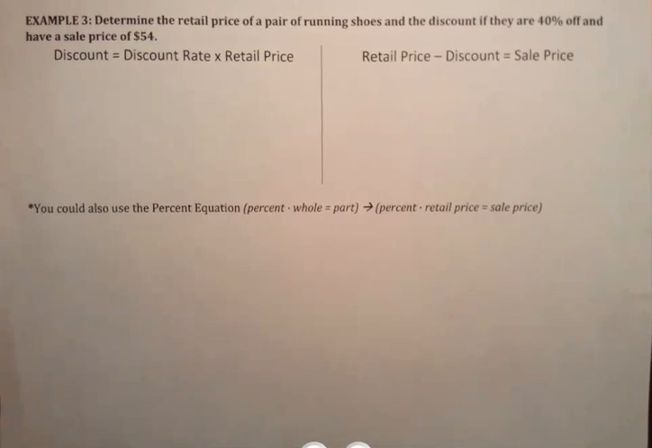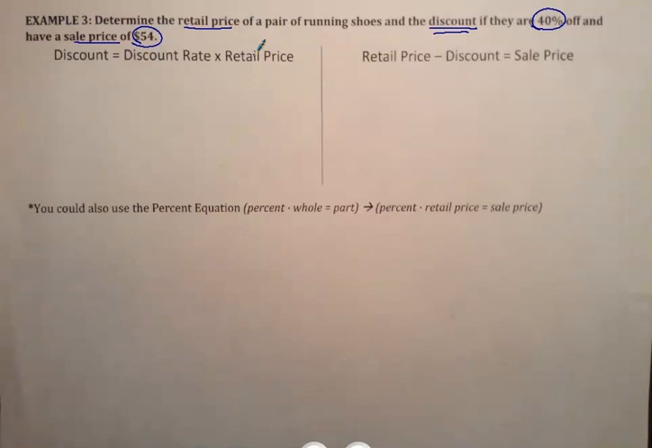Example 3, determine the retail price. So we're going to have to find this retail price of a pair of running shoes and the discount, okay? If they are 40% off and have a sale price of $54. Okay, so we've got our two formulas for discount. All right, determine the retail price of a pair of running shoes and the discount if they are 40% off and have a sale price of $54.